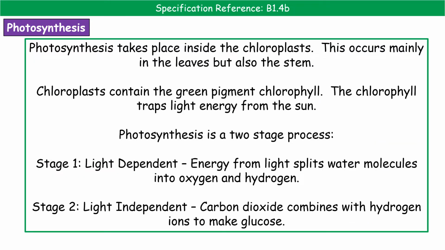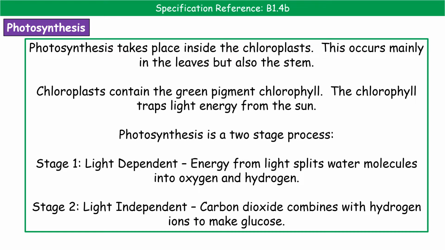Once we actually have the water and the carbon dioxide inside the plant, we need the light energy, and this comes from the sun. As the sun shines on our plant, we're going to trap that light energy by using the little subcellular structures called chloroplasts. Now, the chloroplasts contain this green pigment called chlorophyll, and that's what traps the light energy.